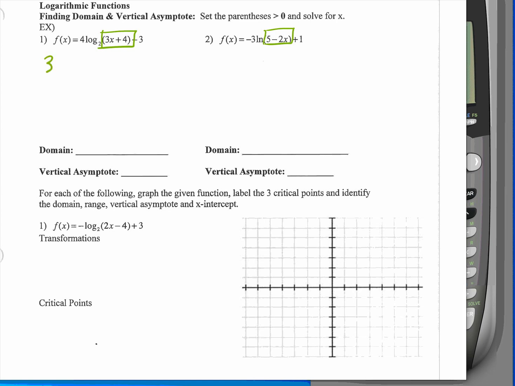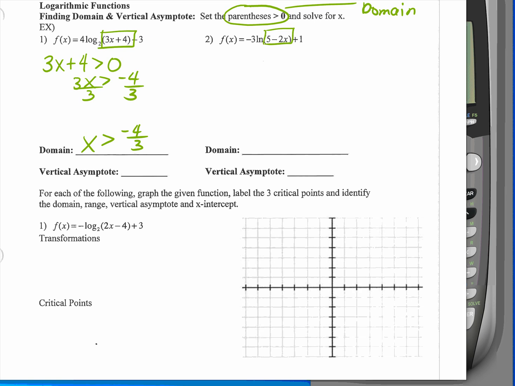So if you take that inside parentheses and make it greater than 0, that's going to actually help you find the domain. So I would subtract 4, divide by 3. I'm going to show that because there's some special things that can happen. And I would get x is greater than -4/3, which you can leave it that way. You could also do -4/3, comma, infinity, if you like that option better. And then the only change for the asymptote, the number is the same, but the asymptote is equals -4/3.